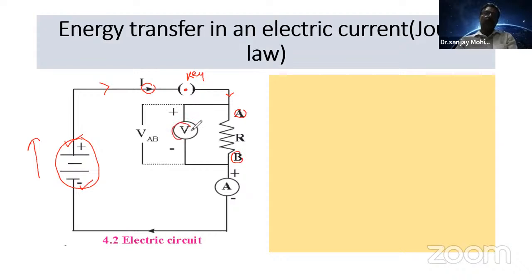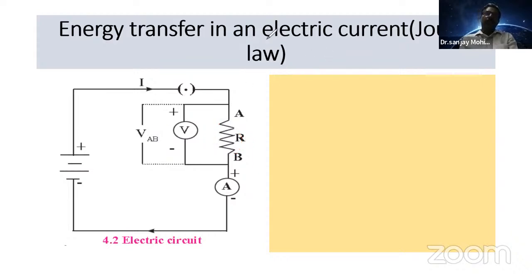We connected the voltmeter, and we always note this important thing: the voltmeter is always connected across the resistance, and the ammeter is always connected in series. So we can see in this circuit diagram, the voltmeter is connected across the resistance, and the ammeter is connected in series.